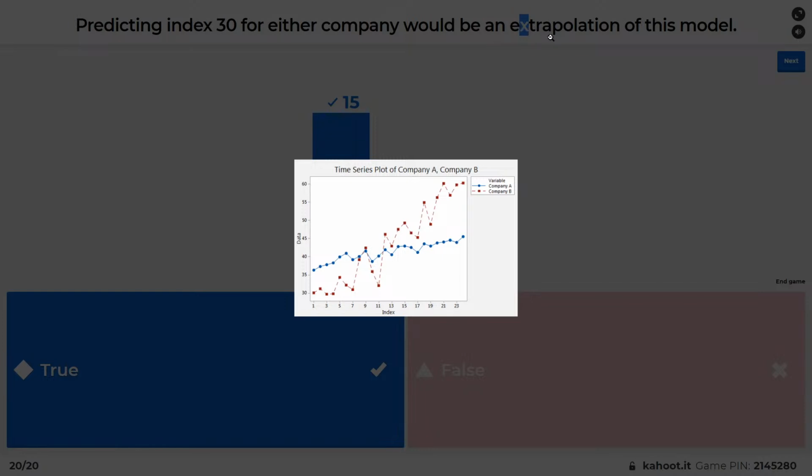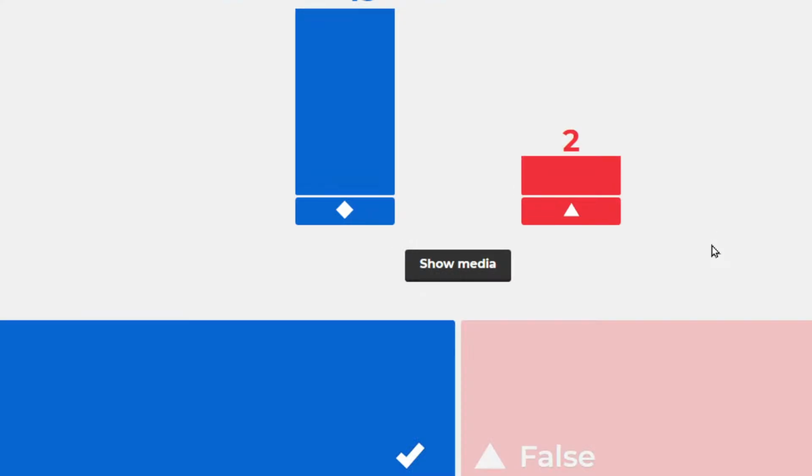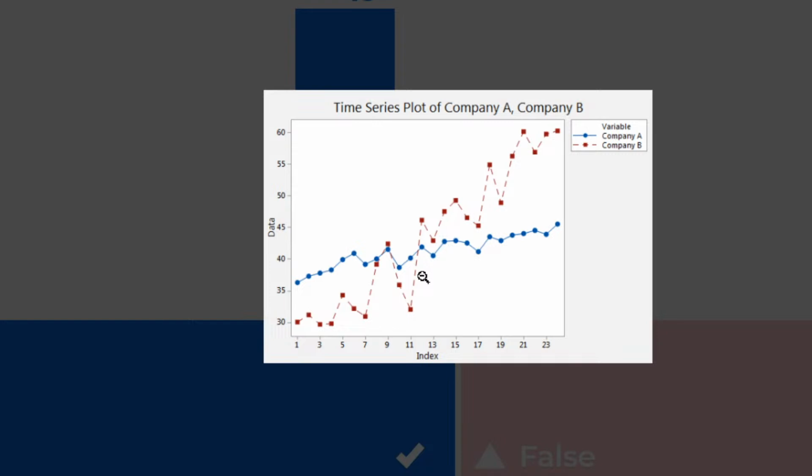Hence, extrapolation. So it's very true that if you were predicting up here at 30 or so, you would be doing an extrapolation of this current model. It is when you use the model to find y values of an x that is not in the original graph. Correct, or outside the bounds.